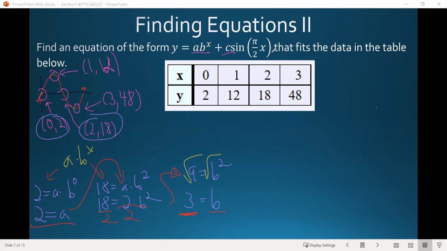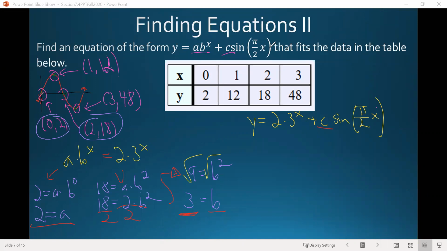Okay? So we got the value for a to be 2, the value for b to be 3. So that tells us then that our equation here, a times b to the x, would be 2 times 3 to the x. So right now then our equation looks like y equals 2 times 3 to the x plus c times sine of pi over 2 x. We now need to find the value for c. But notice that's kind of in our place of a. The value we usually have is a, which means that's the amplitude.